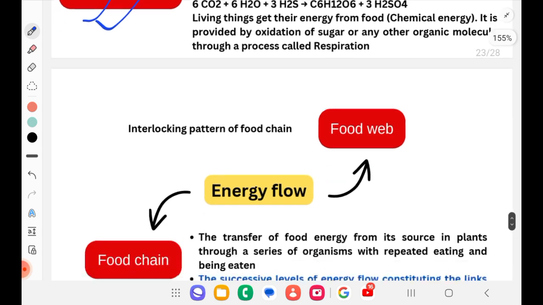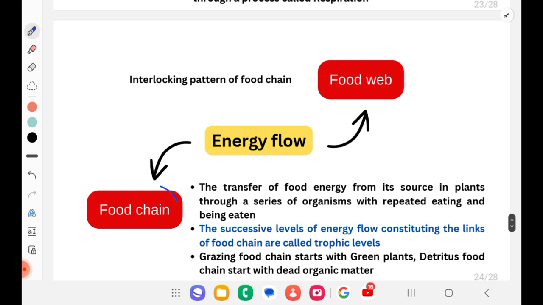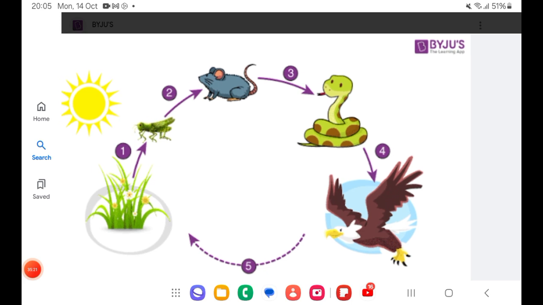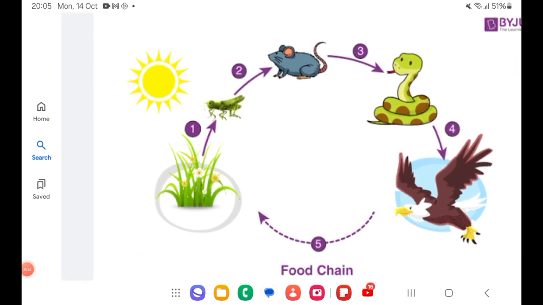Then we have what is food chain. So transfer of food energy from its source, that is plants, to higher organisms, that is through a series of organisms with repeated eating and being eaten. So the successive levels of energy flow constituting the links of a food chain are called the trophic levels also. So if one organism is getting eaten up, I will show. The grass will be eaten by grasshopper, and then that by this thing, and then rat will be eaten by snake, and this we have seen in school days, right? So one is getting eaten by other thing. This is called a food chain.